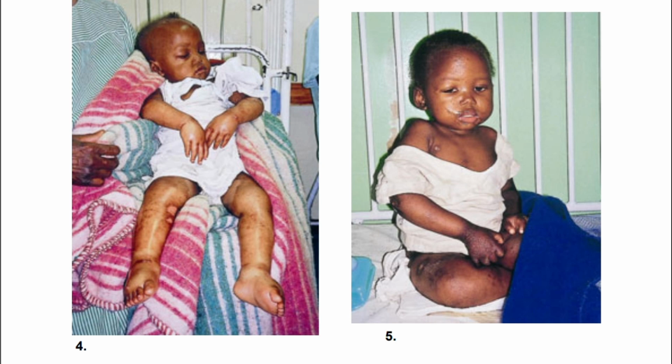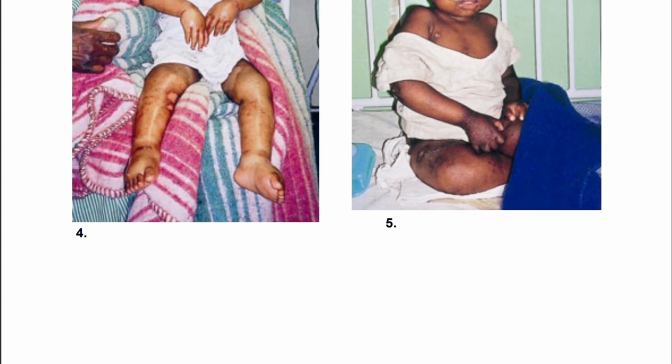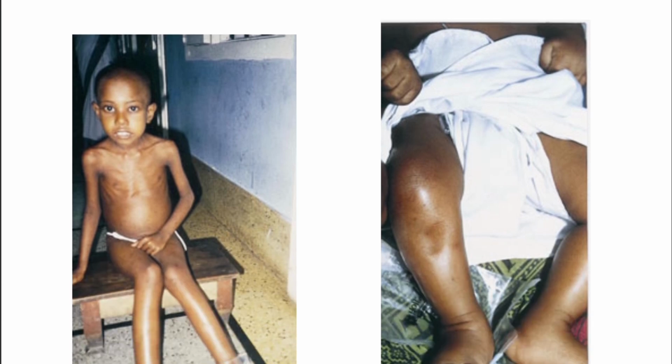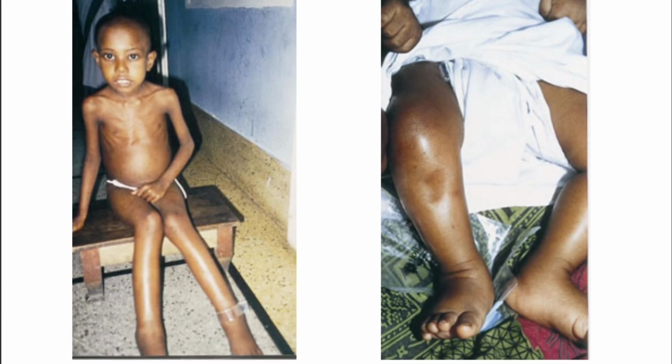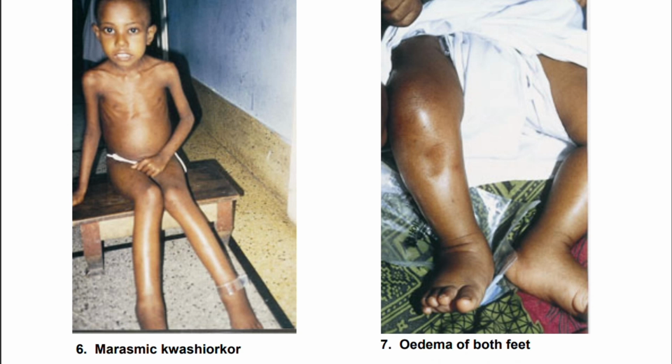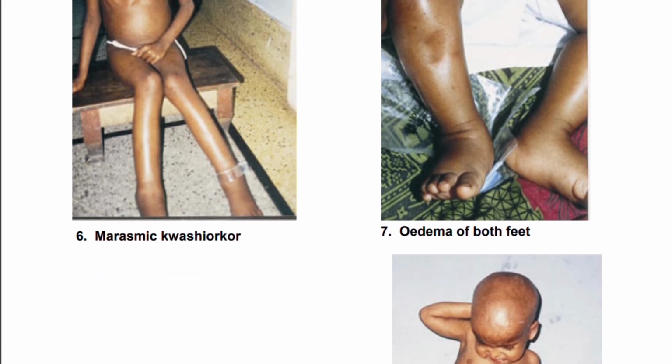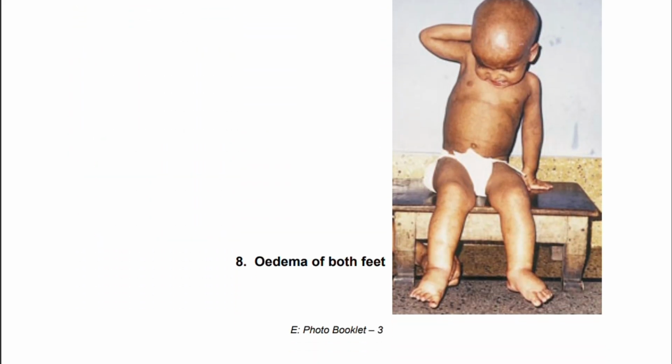In some cases, a child may develop a combination of both conditions, known as marasmic kwashiorkor. While marasmus and kwashiorkor are usually distinct, a child with severe undernutrition may exhibit features of both, such as severe wasting seen in marasmus, alongside the skin and hair changes or edema typical of kwashiorkor.